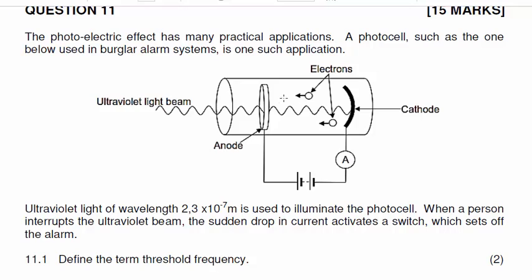These are the electrons coming, and they are collected by the anode. You see, in the anode, they are moving towards the positive end, which is now attracting them. So the anode again is the one that, in the external circuit, electrons are flowing away from. So you can see in here. Now this is what happens when a person interrupts the ultraviolet beam.